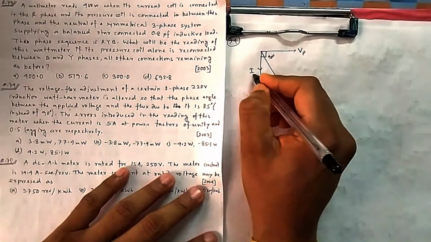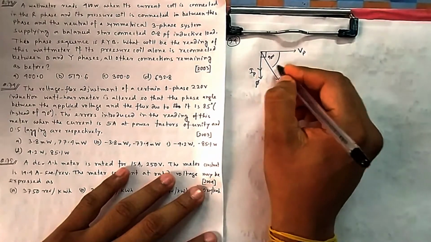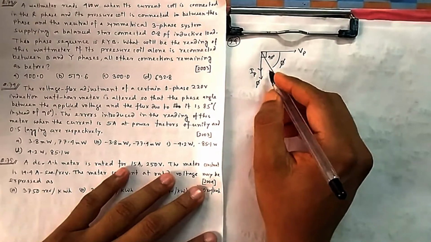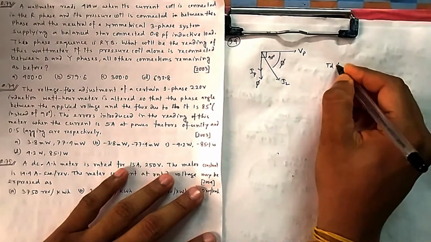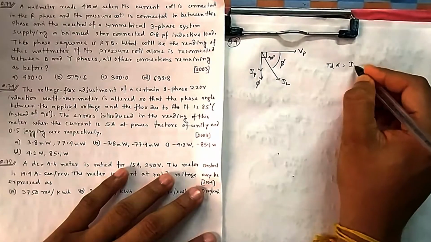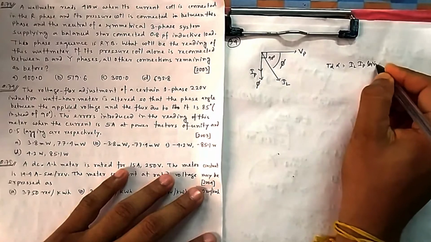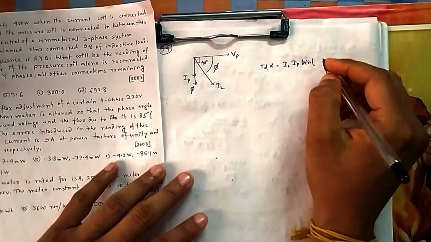This is due to the pressure coil. And suppose it is lagging, so it is phi. So what does it measure? The torque is directly proportional to IL, IP, and then sine of the angle between these two, 90 minus phi.